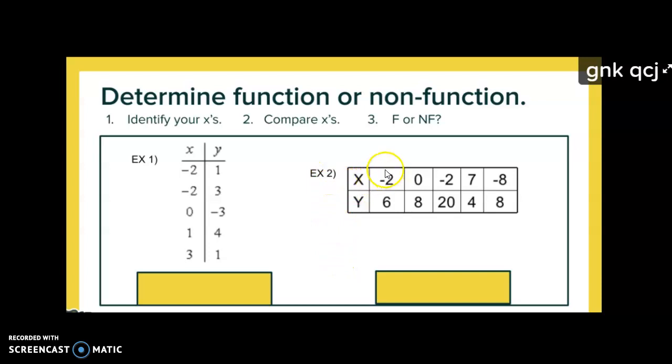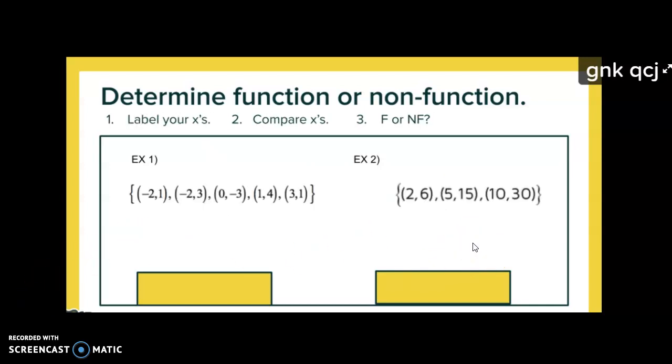Okay, example 2, we're going to do the same process. Highlight or circle our x's. We're going to check for repeats. -2, 0, -2, 7, -8. We notice -2 and -2 repeat, so this one is also not a function.